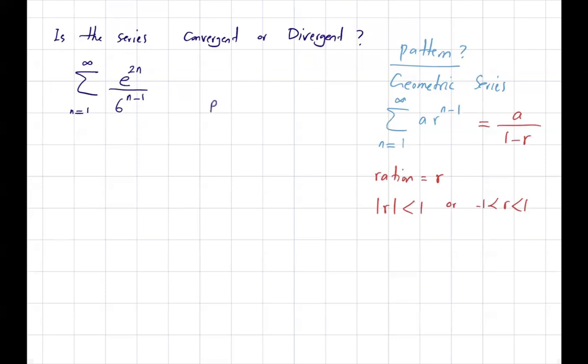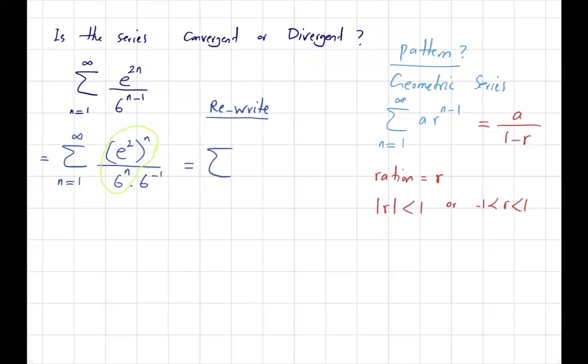So let us rewrite our series so we can recognize this pattern. This can be written as the summation of e to the second power raised to n divided by 6 to power n times 6 to power -1, starting from 1 goes to infinity. If I take these two, I can form a new fraction. This is the summation of e squared divided by 6 to power n times 1 over 6 to power -1, which in turn can be written as the summation of e squared divided by 6 to power n times 6. I just flip this guy.